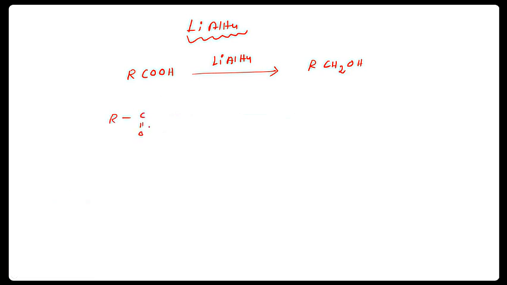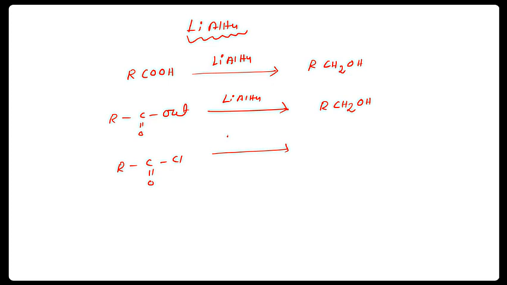R C double bond O OAT. If this is an ester, then with LiAlH4 it will give R CH2 OH. If we have an acid chloride, RCOCl, with LiAlH4, it will be R CH2 OH. Basically, what happens is the hydride reduces it, acting as a hydride donor. Now we'll come to the next part.